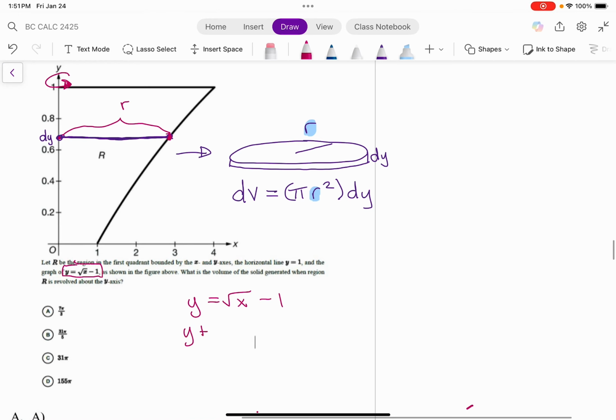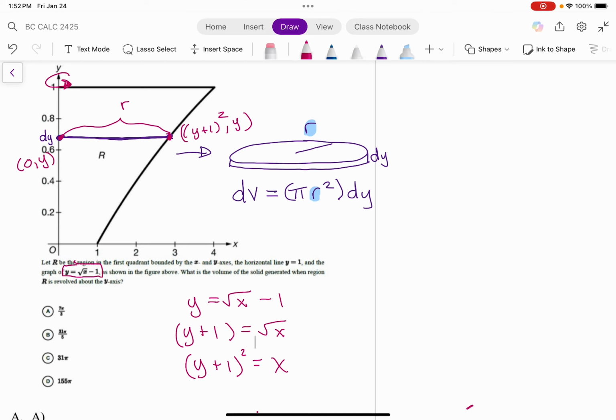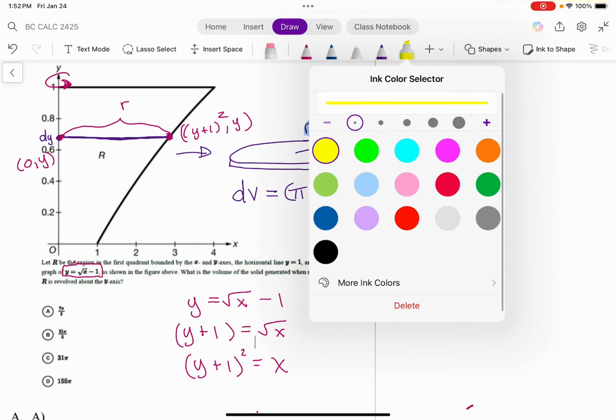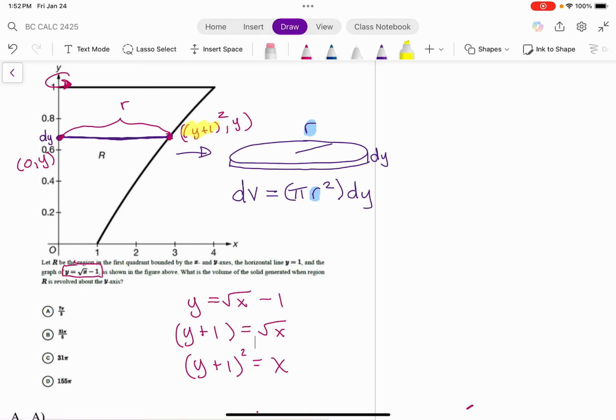So what I need to do is write y plus 1 equals root x, and then when you square both sides, now I know that any point on the curve, the x-coordinate can be named (y plus 1) squared. So (y plus 1) squared is the x-coordinate, and the y-coordinate is just y. And then this point here, it's the same height, and its x-coordinate is 0, so its coordinates are 0, comma y. Again, subtract x-coordinates, right minus left, (y plus 1) squared minus 0 is our r.